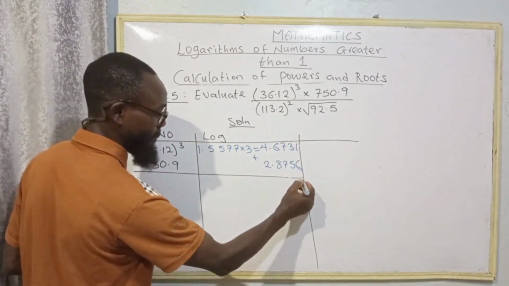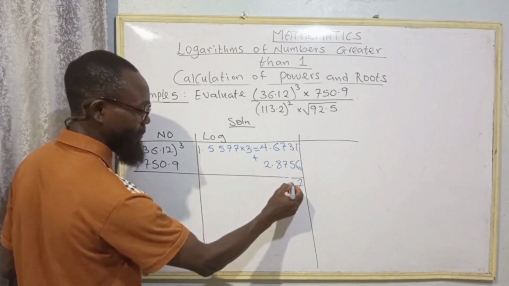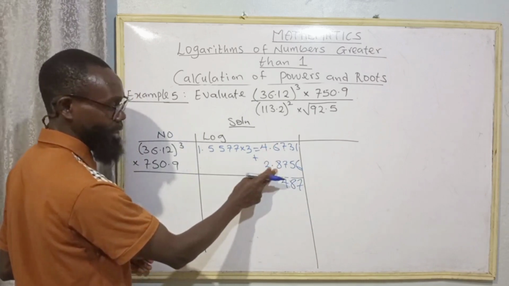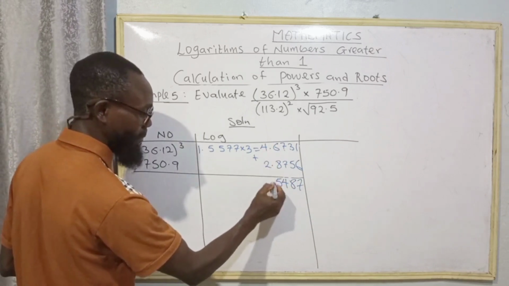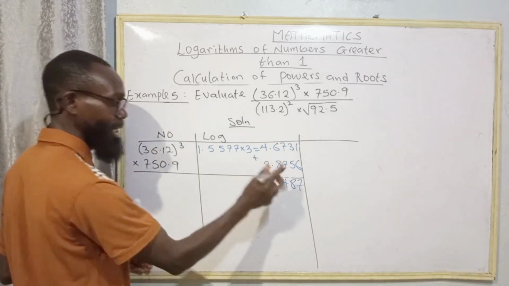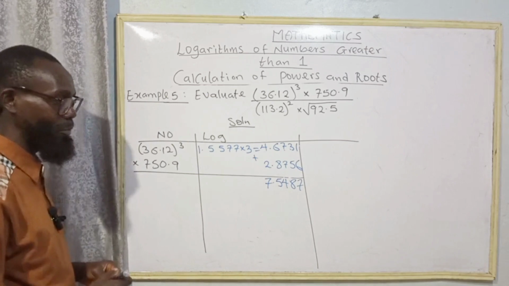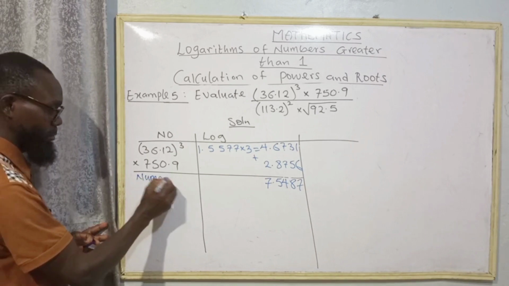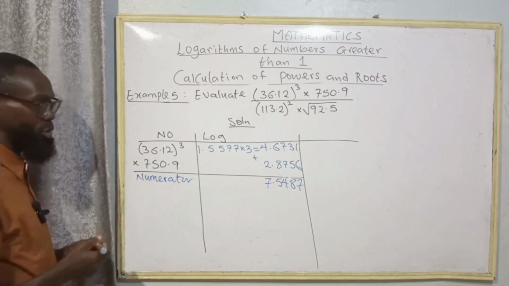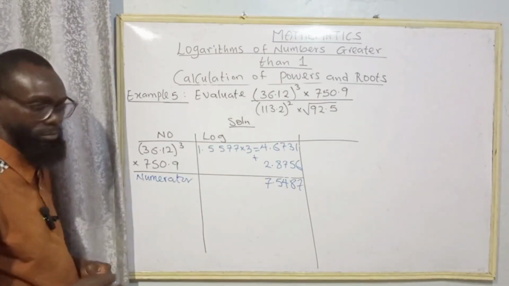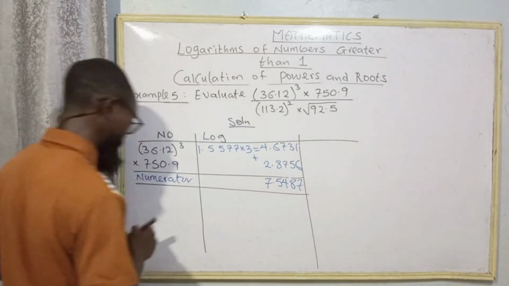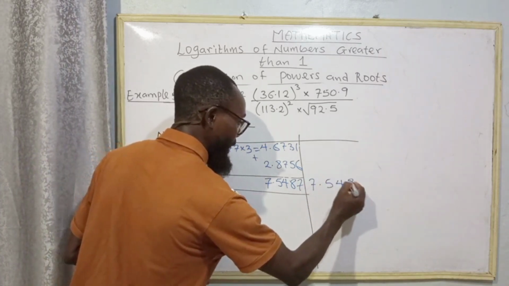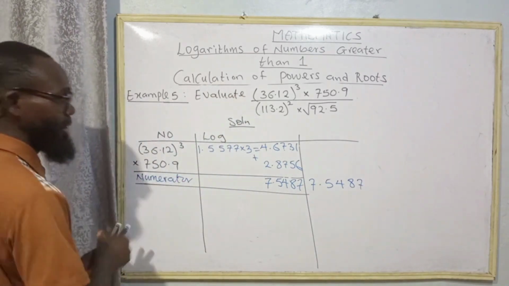1 plus 6, we have 7. 3 plus 5, we have 8. 7 plus 7, we have 14. 4 carry 1. 6 plus 8, we also have 14, plus 1, 15. 5 carry 1. Point. 4 plus 2, we have 6, plus 1 you've carried, 7. So that is 7.554. So this one now is our numerator. This numerator now, we take it to the other side. So we have 7.5487.